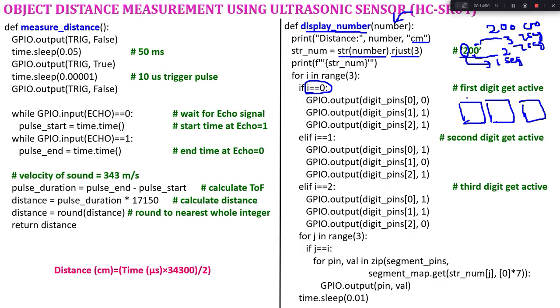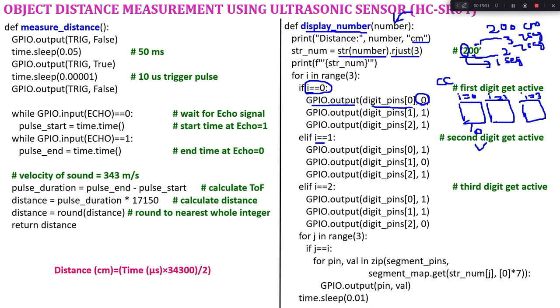The first segment will be selected when i equals 0. The second segment will be selected when i equals 1. The third segment will be selected when i equals 2. Since it is a common cathode type of 7-segment, this digit pin should be given 0, and it will activate this segment. So when i is equal to 0, GPIO.output of digit pin 0 is set to 0, and the other 2 digits are not active. Only the first digit is active.